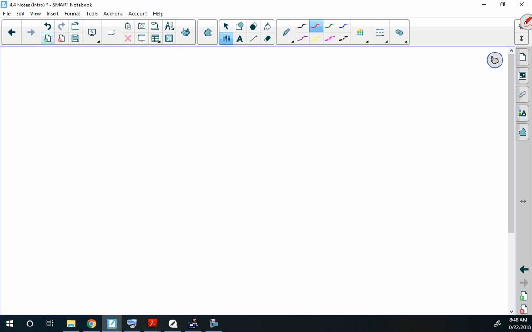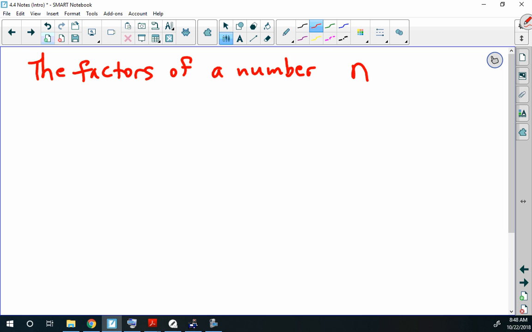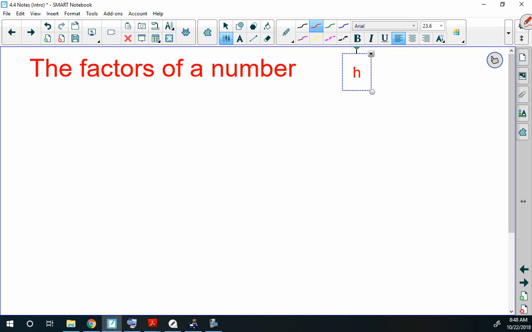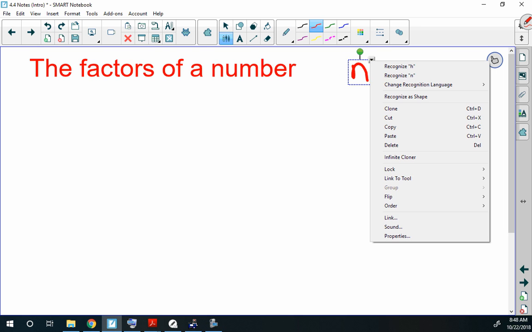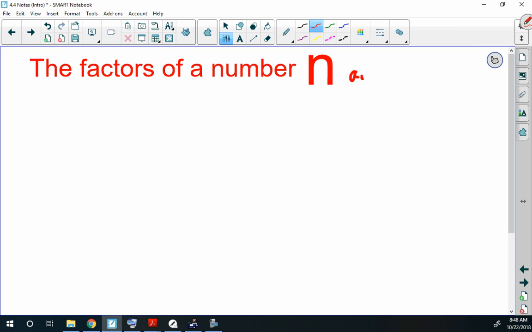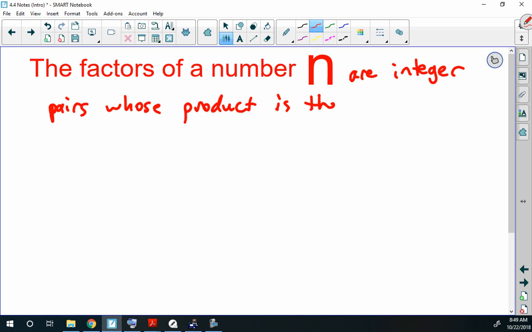By definition, the factors of a number n, the factors of a number, oh, that's supposed to be n, not h. The factors of a number n are integer pairs whose product is the number.